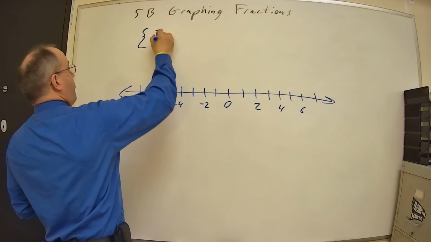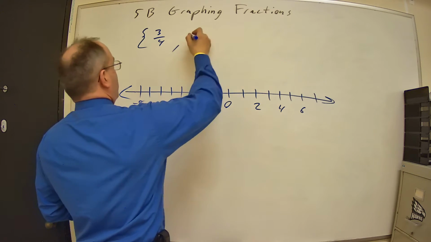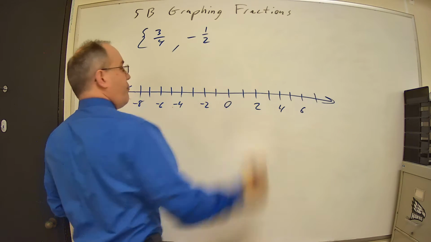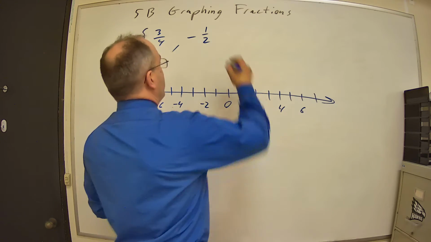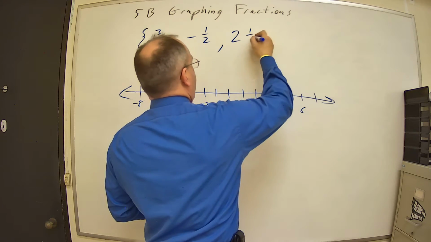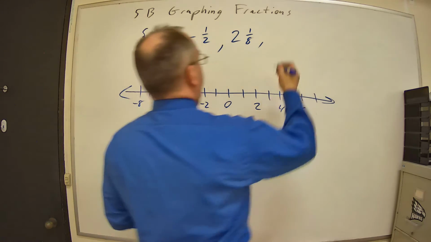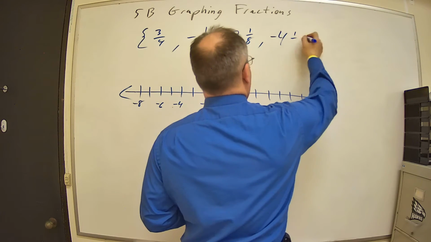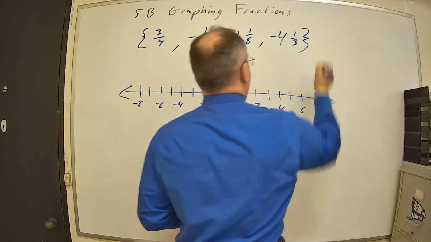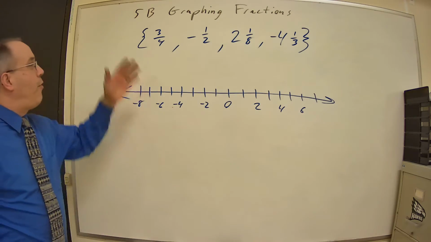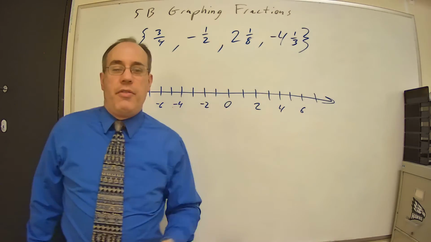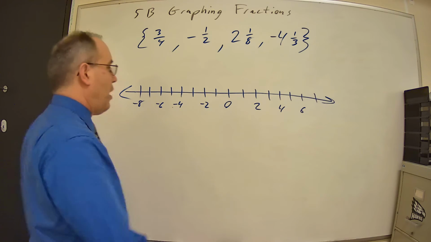So I'm just going to put up a set of fractions. We have 3/4, -1/2, 2 1/8, and -4 1/3. So there we go. So we got 4 fractions that I want to graph on this number line.